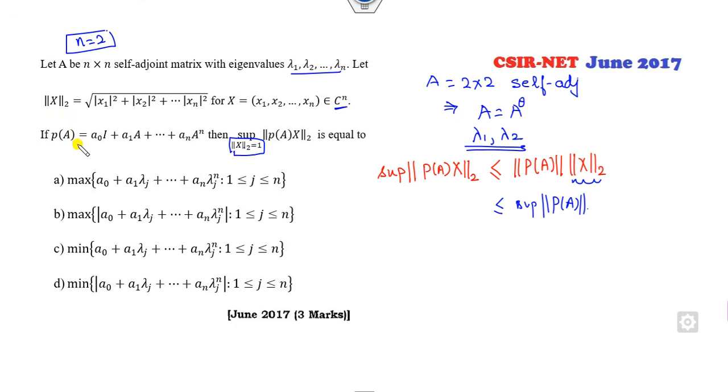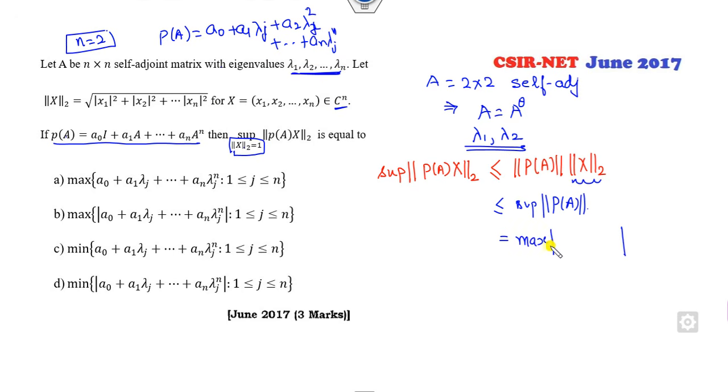Fine. Now you can see what P of A is. If A has these eigenvalues, what is the characteristic equation of P of A, which is a0, a1 lambda 1, a2 lambda 2, up to an lambda n. Fine. So the supremum is the maximum of this. The minimum will not be there, because of the modulus sign. So this option is also cancelled. B is my right answer.